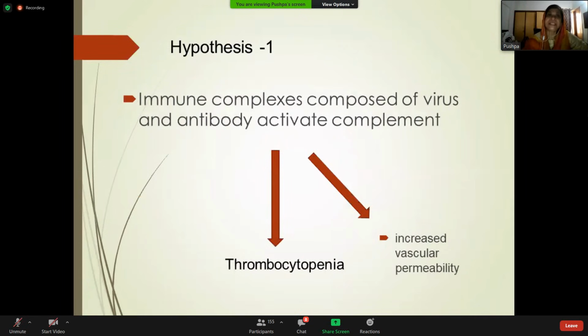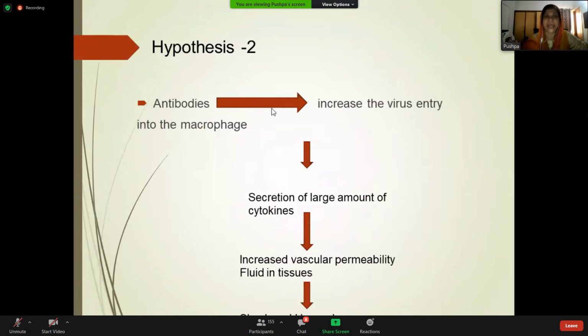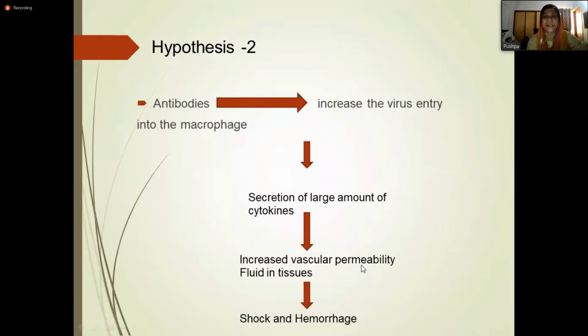So what happens next? There are 2 hypotheses for how this happens. Hypothesis 1 is that immune complexes composed of virus and antibody activate complement, and because of this activation there is increased vascular permeability and thrombocytopenia, which is very evident in dengue. Hypothesis 2 is that antibody increases virus entry into the macrophage, with secretion of a large amount of cytokines, increased vascular permeability, and then shock and hemorrhage.